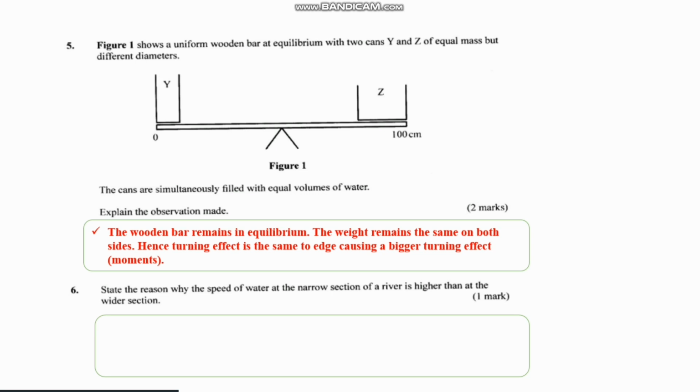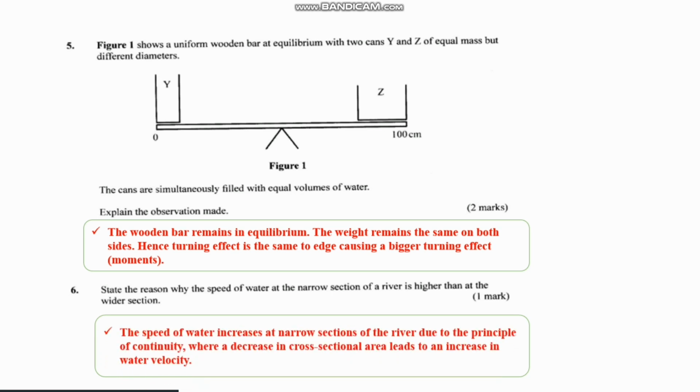This comes from Form 2 work, the Bernoulli effect, and here we learned the principle of continuity, which states that the first area times the first velocity equals the second area times the second velocity. This means that there is a law of conservation that must be maintained. So if at a wider section the velocity is low, then for conservation to take place at a narrow section, the velocity must be higher.